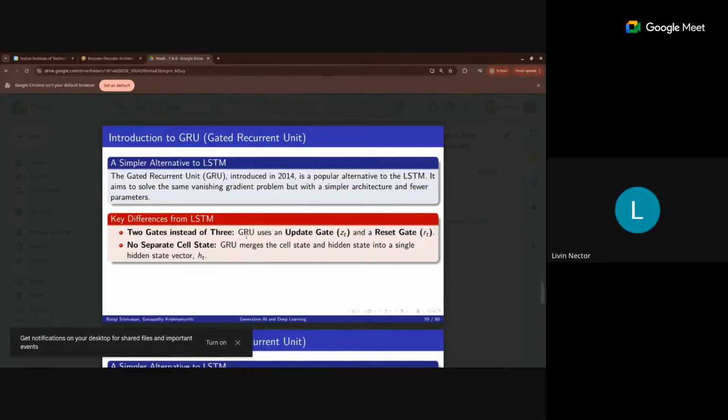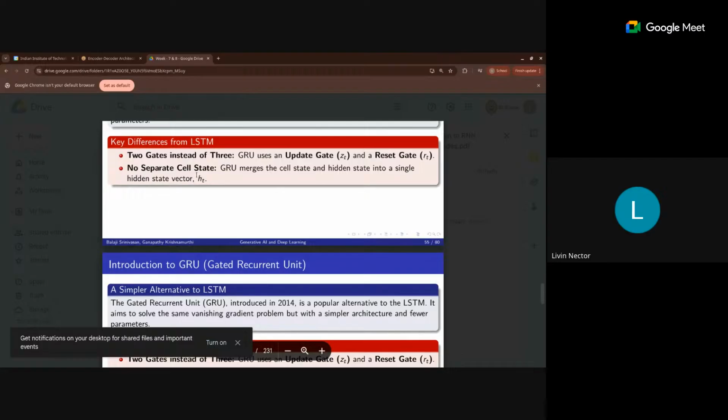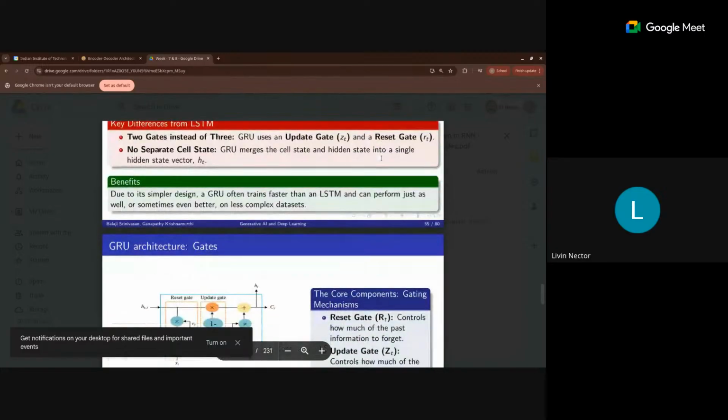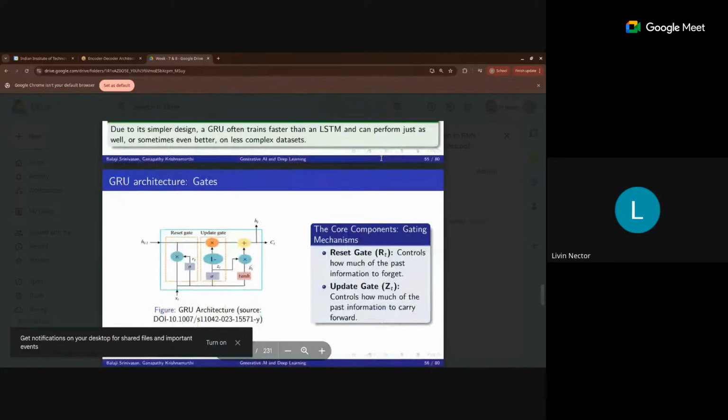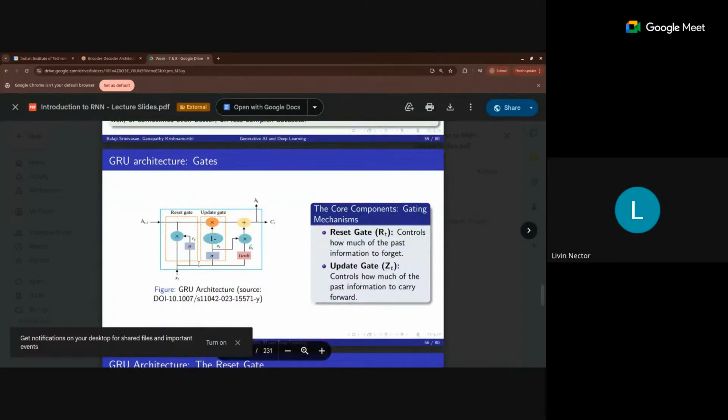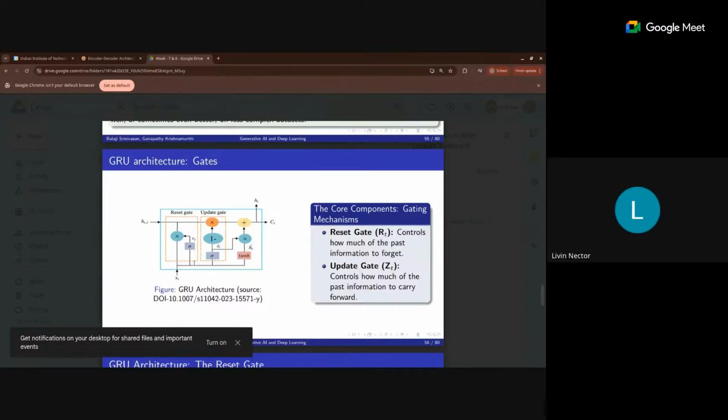Okay, now let's go with the GRU. This introduces an alternative to the LSTM. Here, instead of three gates, there are two gates, and there is no separate cell state, which means we no longer have long-term and short-term memory separately. There is a hidden state, but it is controlled by two gates: an update gate and a reset gate.